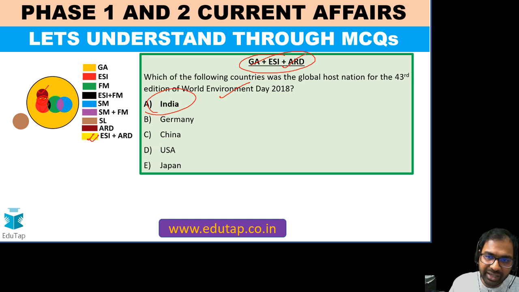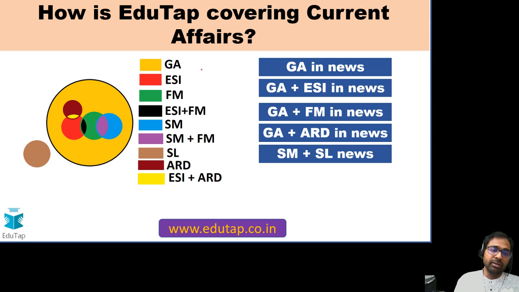Why can it be asked in ARD? Environment topic. Why can it be asked in ESI? Environment topic, sustainable development topic. Why can it be asked in GA? Because anything which can be asked in current affairs of ESI and ARD can be asked in GA. Right? So this is my way of showing you how you have to read the current affairs of phase 1 and phase 2 in an integrated manner.